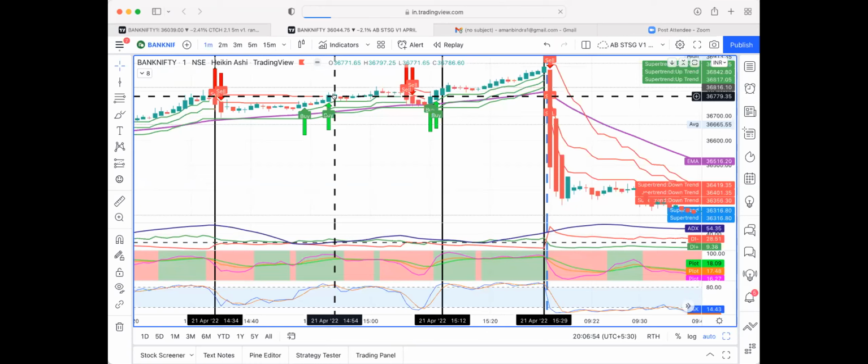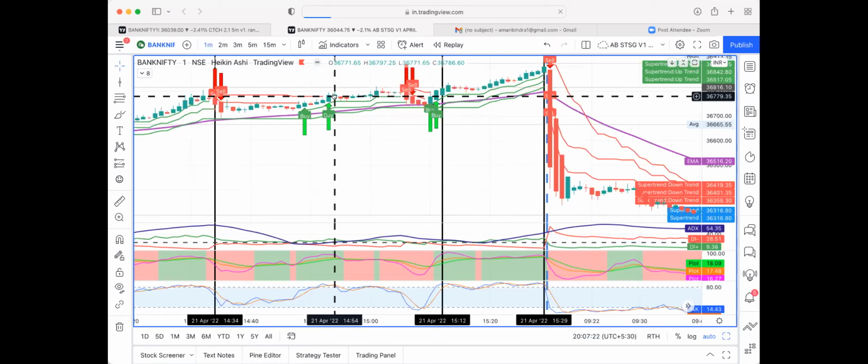You look at the stochastics. It is in the overbought area, correct? Aman, can you confirm? Yes, sir, overbought. So it is giving an opposite signal compared to this. It says be careful. It is already overbought and trying to cross the super trend. Most likely a rejection will come. That is the message it is giving.